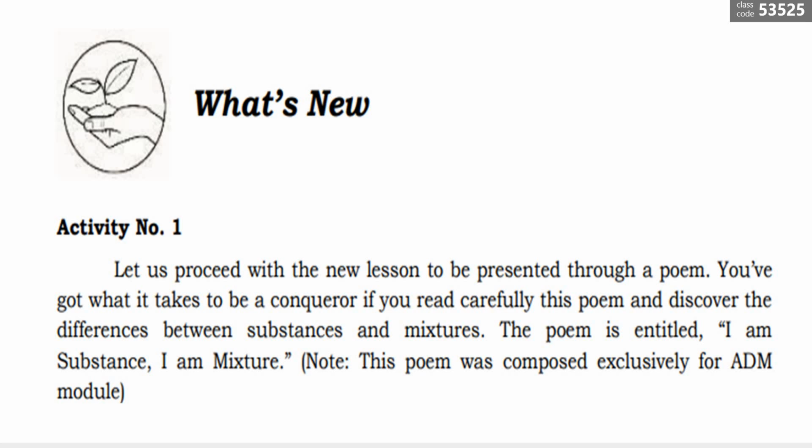Let's move on. What's new? Okay, let's have activity number 1. Let us proceed with the new lesson to be presented through a poem. You've got what it takes to be a conqueror if you read carefully this poem and discover the differences between substances and mixtures. The poem is entitled I Am Substance, I Am Mixture. Note that this poem was composed exclusively for the ADM module of the DepEd Central. And this is the poem.